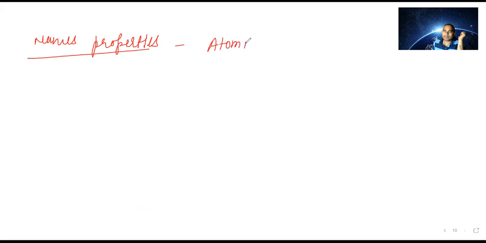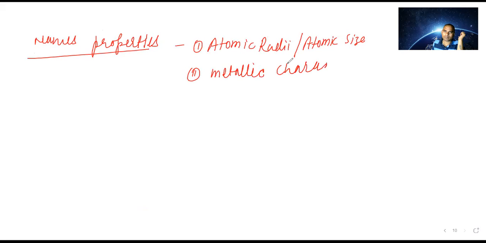What are the names of the properties? Okay, so first one, atomic radii, which is also known as atomic size. Both are the same. This is the first one we have to understand. Second one, metallic character. Third one, non-metallic character.